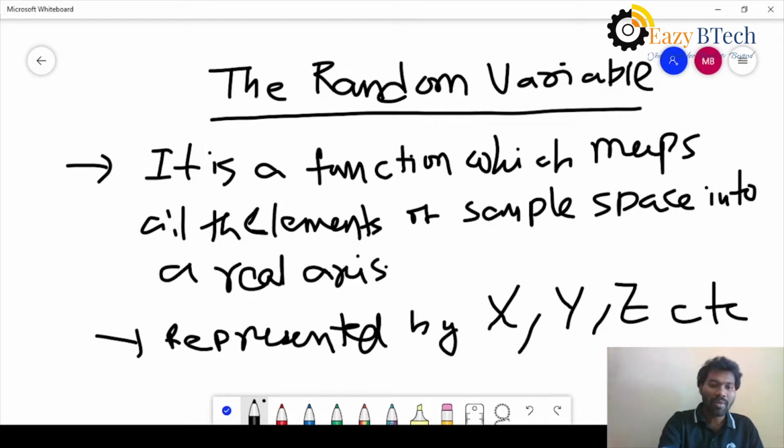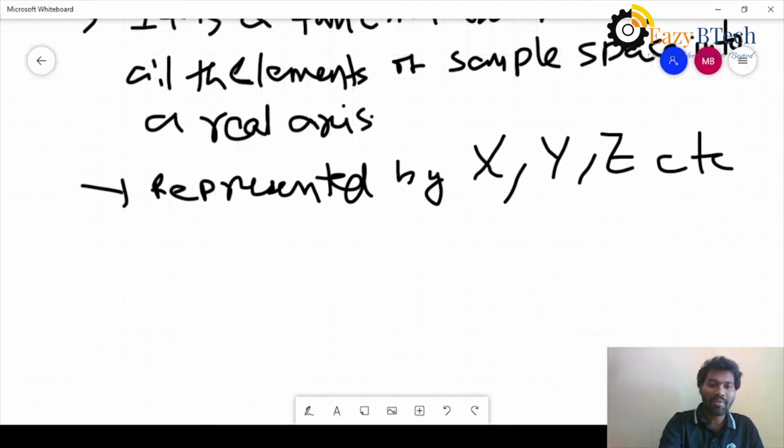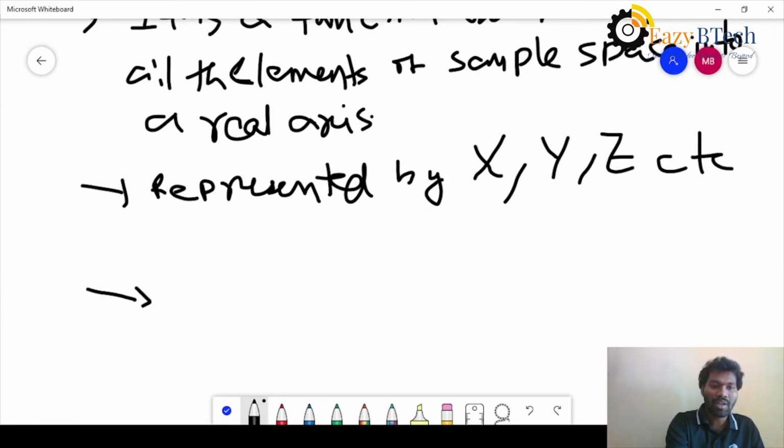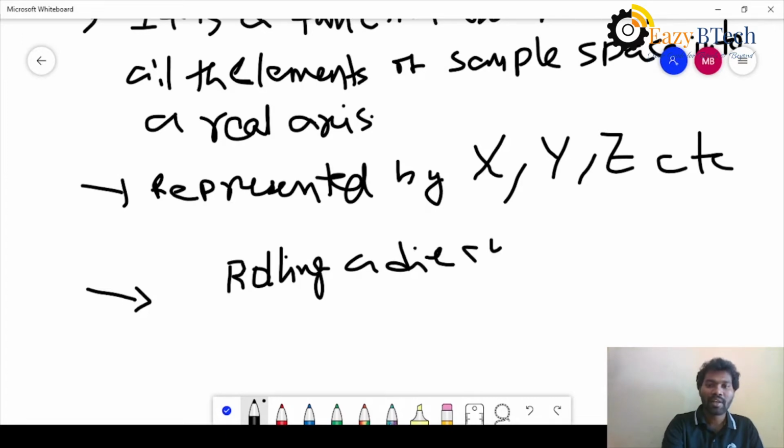Now I am moving on to the example of random variable. How is it represented in figure manner? Suppose I am considering an experiment. If you want to know the sample space, you should do one experiment. That experiment might be anything. So what I am doing is I am rolling a die and a coin together.